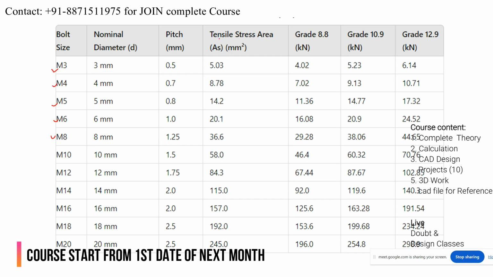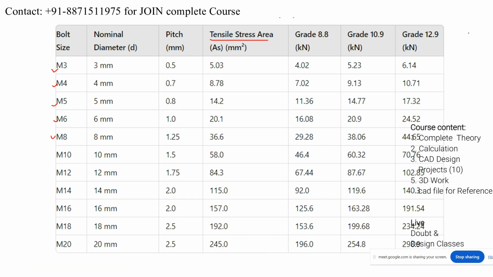Here you can see the tensile stress area. What is the meaning of tensile stress area? For example, you have a bolt like this, and this is the cross section area. So here you can see that for the M10 or M12, the cross section area is 84.3 mm square. Is it clear?